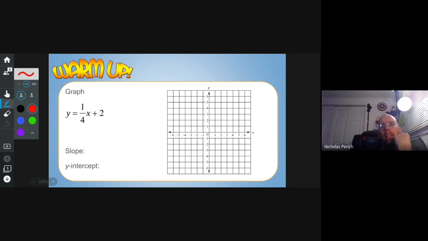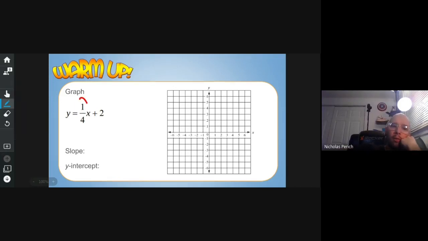Graph y equals 1/4 x plus 2. Look, y is all by itself. Hooray! Which means the number in front of x is my slope. So my slope is 1/4. And my y-intercept is the number floating around all by itself. So it's 2. The way I graph is I put a dot where my y-intercept will be.